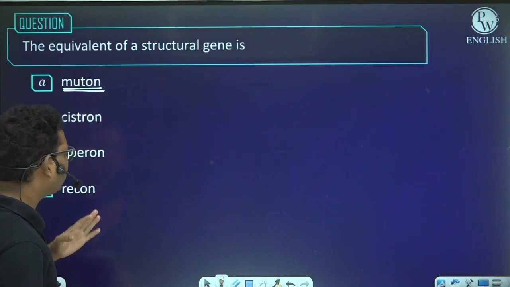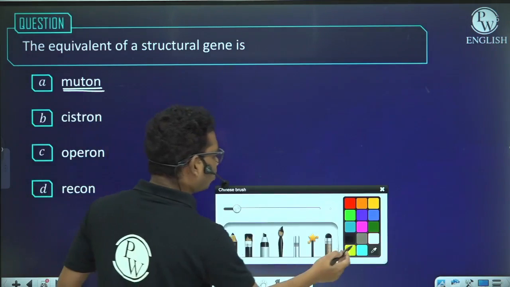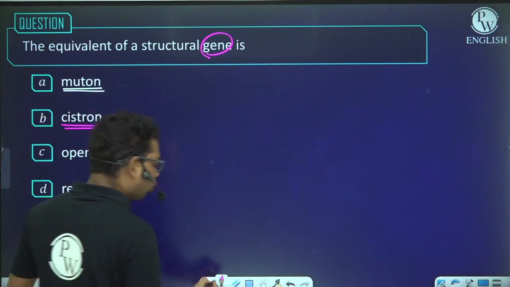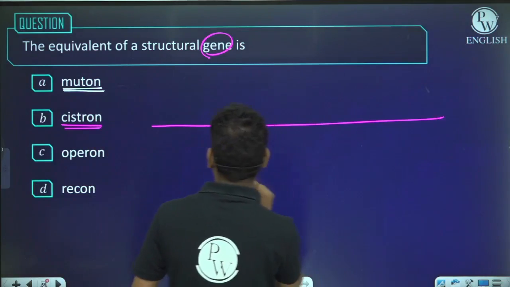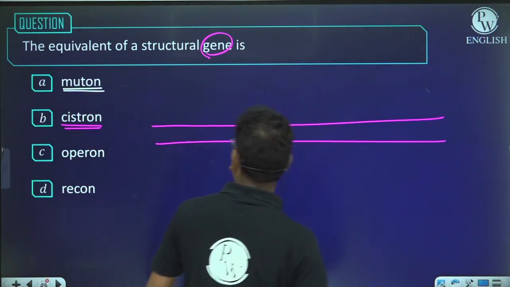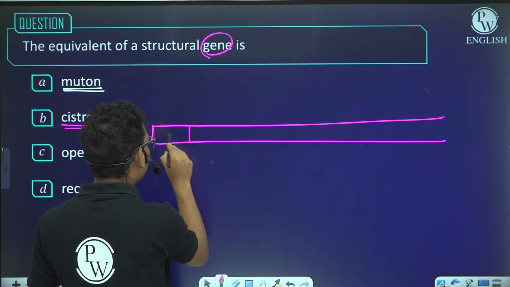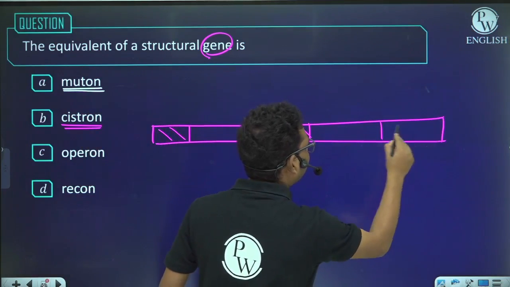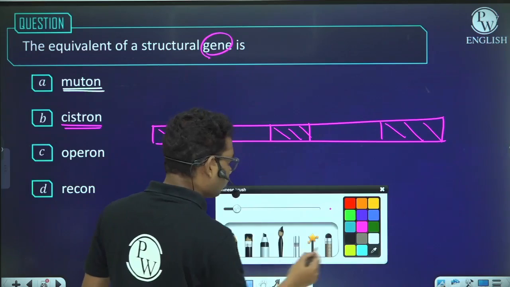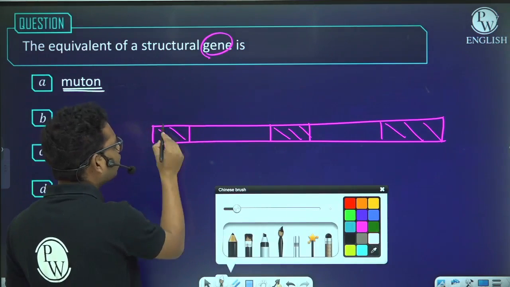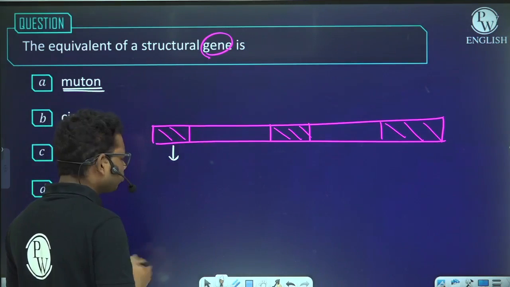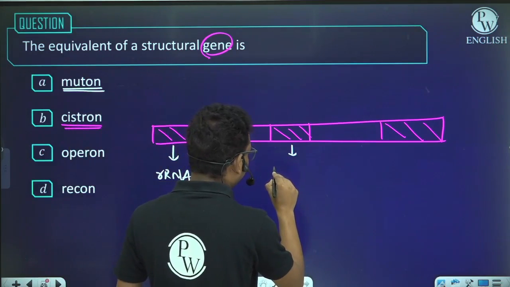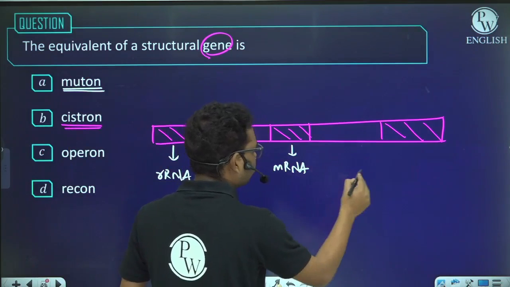So what is cistron? Let me tell you. There is a term. What is the similarity between gene and cistron? Let me tell you one by one. Suppose this is a DNA molecule, and I am taking some segments over here. Suppose this is one segment, this is another segment, and this is another segment. So I have taken three different segments. This segment underwent transcription to produce the rRNA, this underwent transcription to produce the mRNA, and this segment underwent transcription to produce the tRNA.